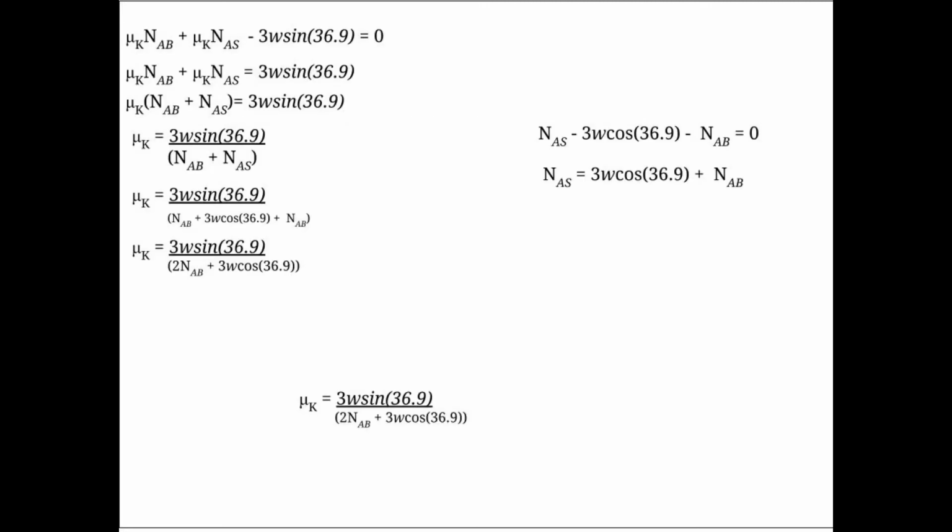Next, we connected our kinetic friction equations with the equation we derived from summing the forces in the x' direction acting on A to form what we call our master equation. Using our master equation and the equation we derived from summing the forces acting on A in the y' direction, we isolated the coefficient of kinetic friction to equal 3W sine of 36.9 degrees divided by 2 normal AB plus 3W cosine of 36.9 degrees.